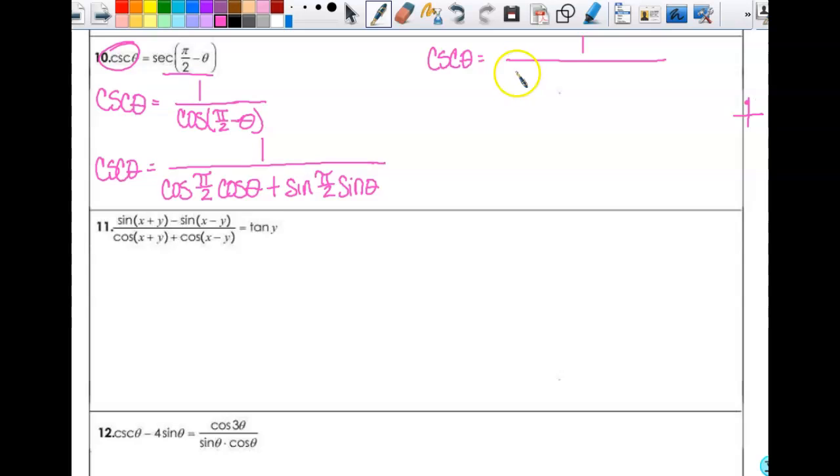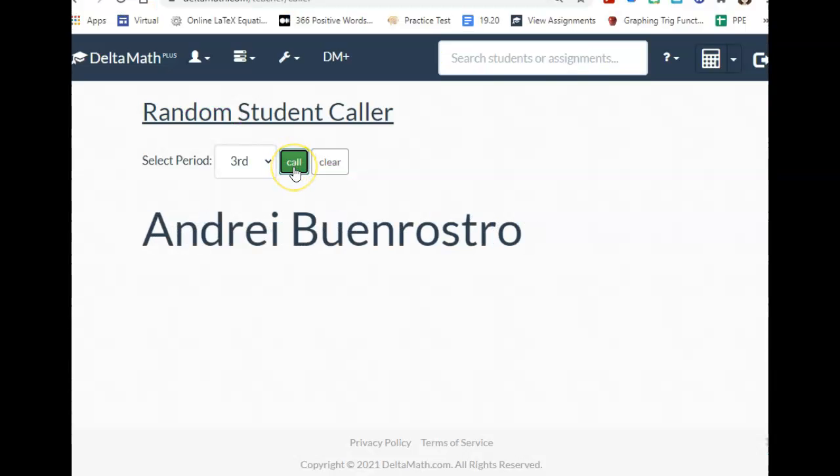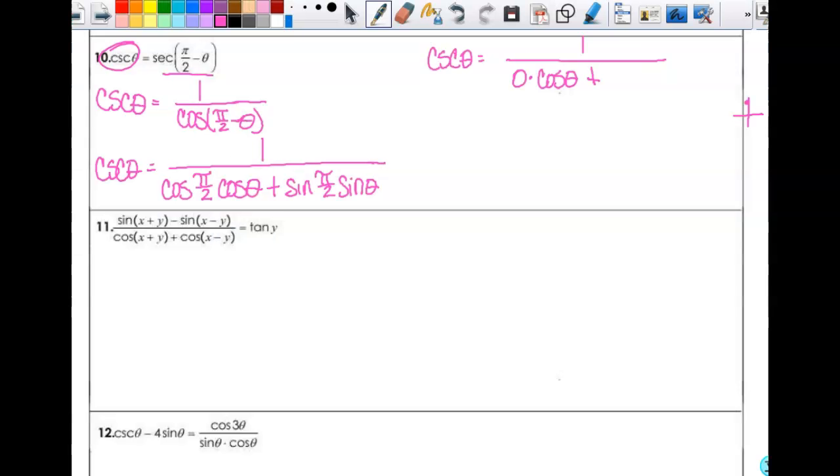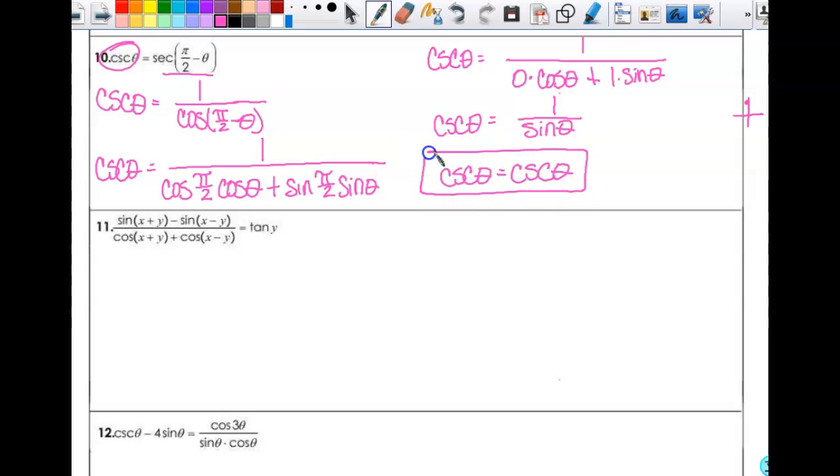So cosine of pi halves is 0 times cosine theta plus sine of pi halves. Andre, what's the sine of pi halves? 1. You got it. It's 1, so we get 1 times sine theta. So that means that cosecant theta equals 1 over, well, 0 times cosine, that just zeroes out, plus 1 times sine, so that's just sine theta. That's where we get cosecant theta equals cosecant theta, and we are done.